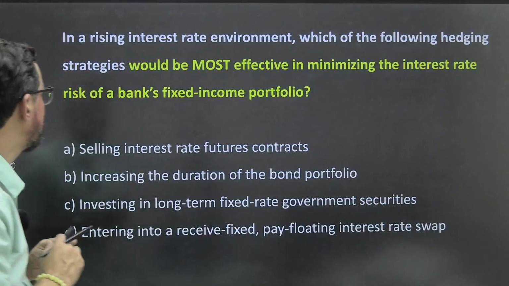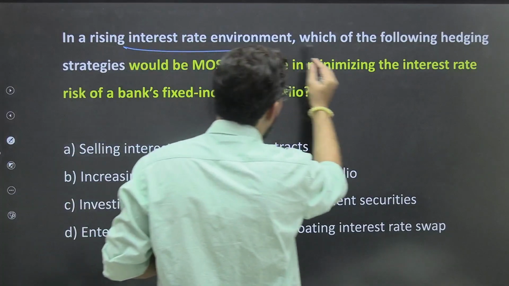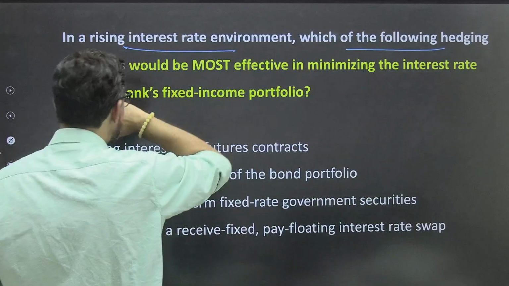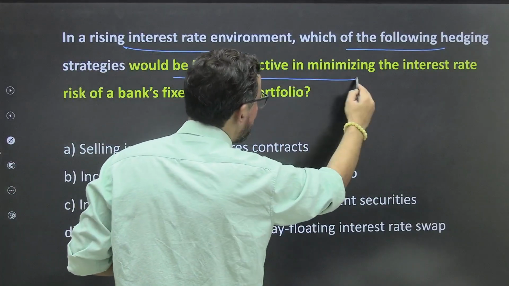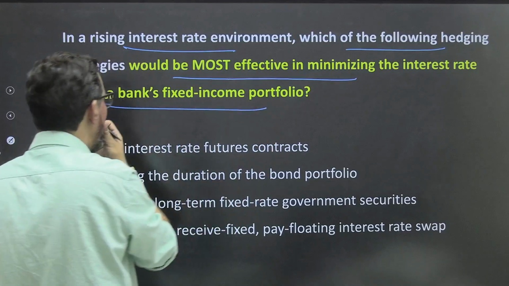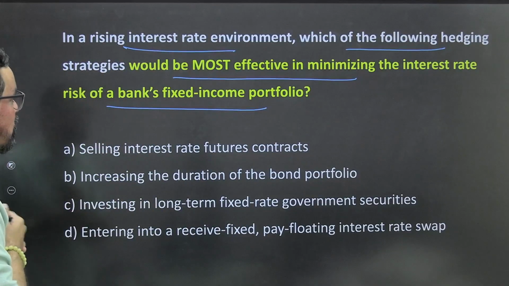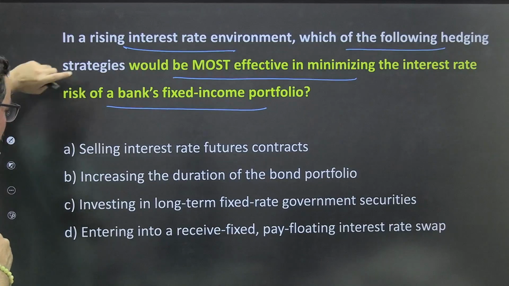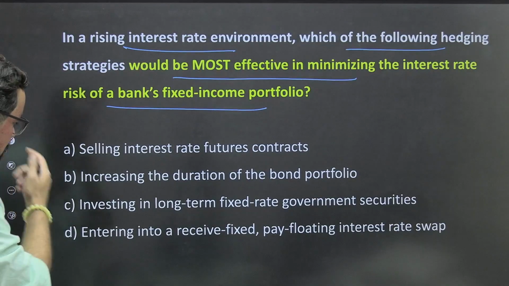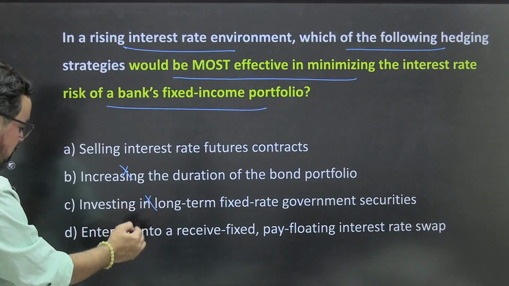Okay? Next one. In a rising interest rate environment, which of the following hedging strategies would be the most effective in minimizing interest rate risk of a bank's fixed income portfolio? Like selling interest rate futures, as rates are rising. Okay, increasing the duration of bonds? No. Investing in long-term fixed rate government securities? No.